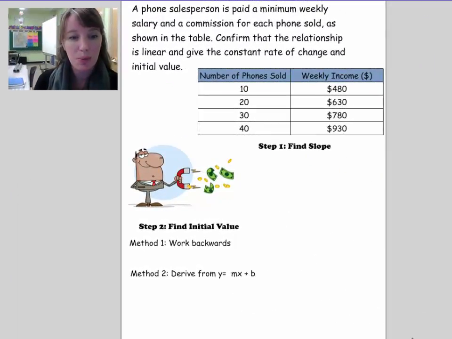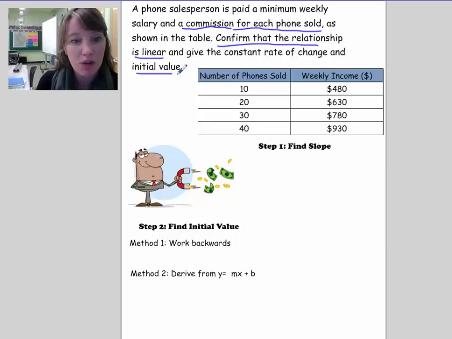Okay, now let's work with a word problem and see if we can find the slope and y-intercept from a word problem. So a phone salesman is paid a minimum weekly salary and a commission. We talked about what a commission was, right? That's a price per every item that he sells. So he gets a certain amount for every phone that he sells. And the number of phones versus his weekly income is shown in the table below. So we are to confirm that the relationship is linear and give the constant rate of change and the initial value, okay? So to confirm that it's linear, we have to make sure that the rate of change is constant.